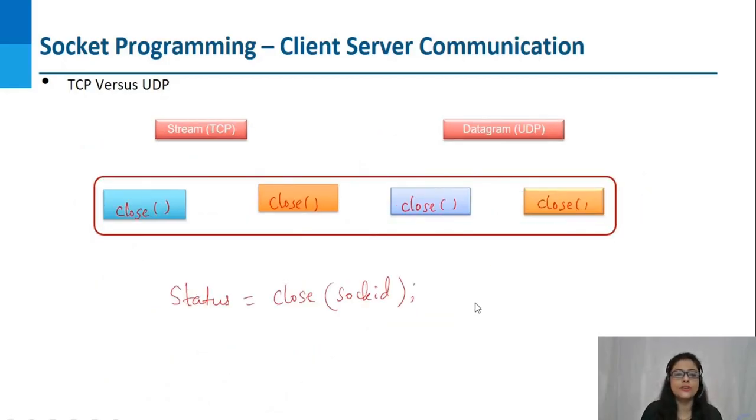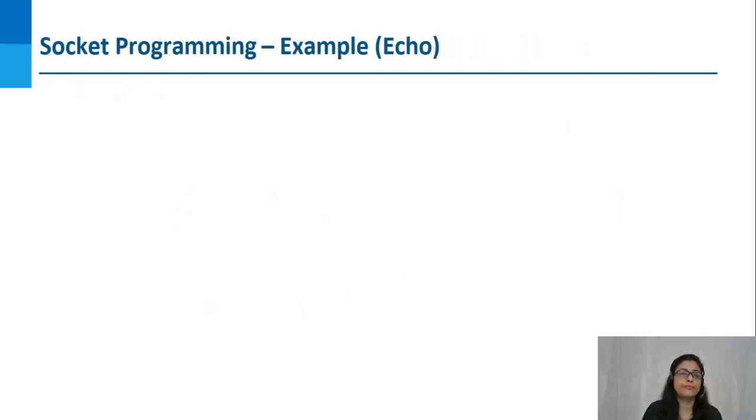Then how to close the connection? Just write status equal to close sock ID. So that will create a socket, then transfer messages between the server and the client and ultimately terminate the connection.